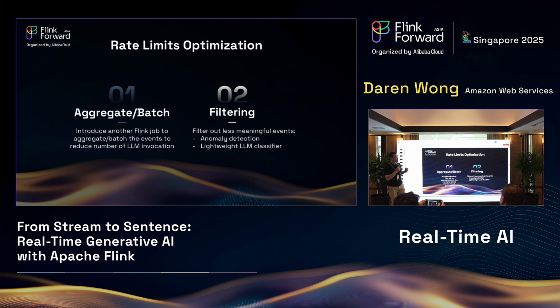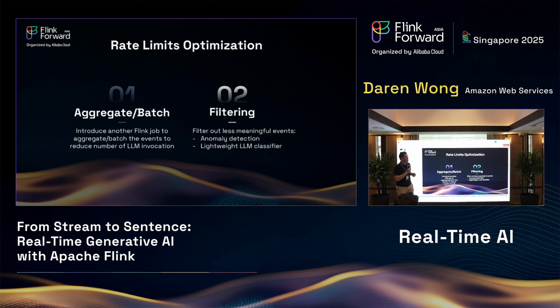The first approach is to aggregate or batch the events. What we could do here is introduce another Flink job to aggregate or batch the events. How this helps is it reduces the number of LLM invocations. We group these events together before sending them to the LLM, or prompting the LLM.